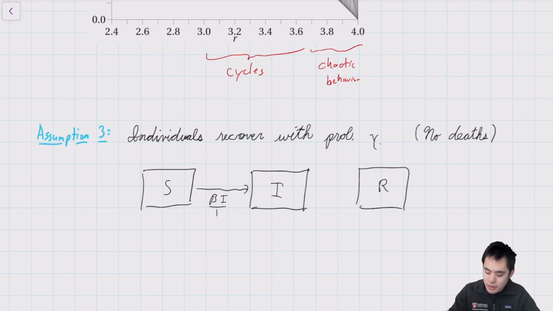beta I over n. What was our probability again? So this is going to be beta I over n, the probability of becoming infected, and we also had a gamma probability of recovering. And so this here is the basic SIR model.